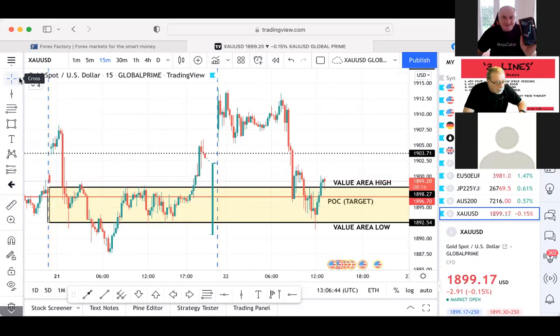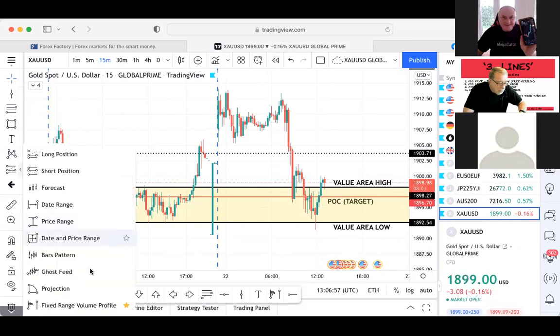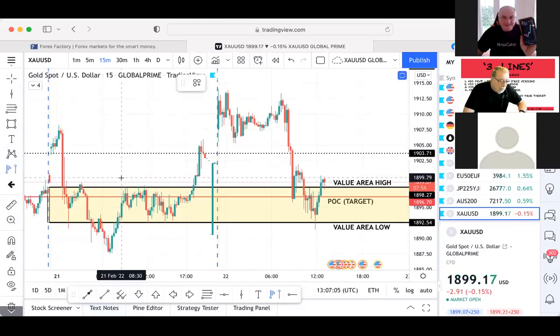If you go down, that's number 1, number 2, 3, 4, 5, 6, 7. Number 7 there, if you hover over the arrow, it says prediction and measurement tools. And then you get a drop-down menu, and the last item on that is fixed range volume profile. So if you click on that, it allows you to go to, I use yesterday's point of control.